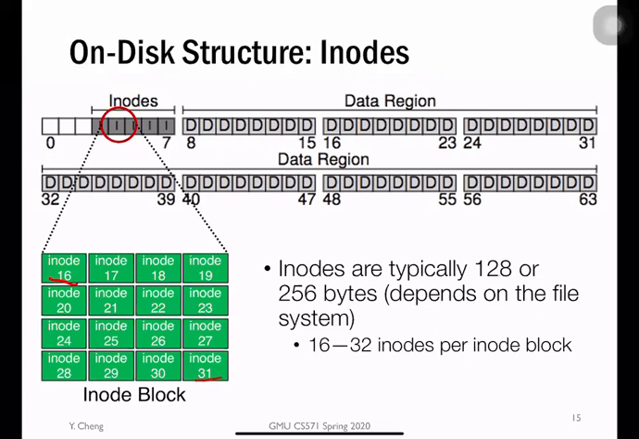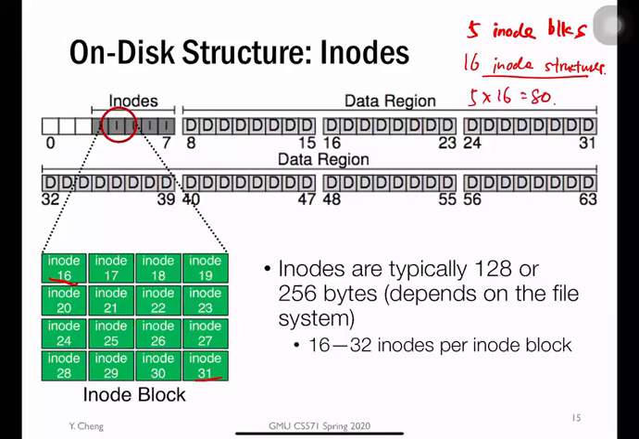In this case, since the total number of inode blocks is 5, and each inode block consists of 16 inode structures, for this particular file system layout, how many unique files could be indexed at most? It's 80, right? 5 times 16 gives you 80. So the maximum number of files or directories that could be indexed under this file system is 80 at most.